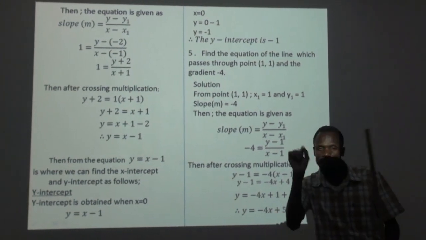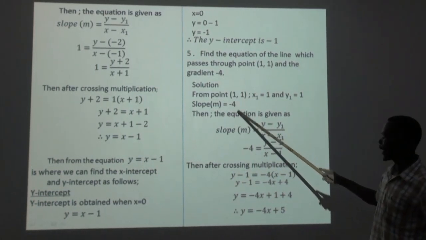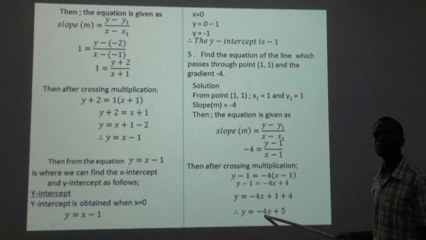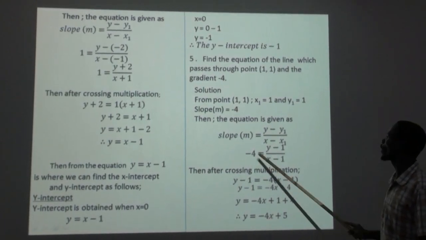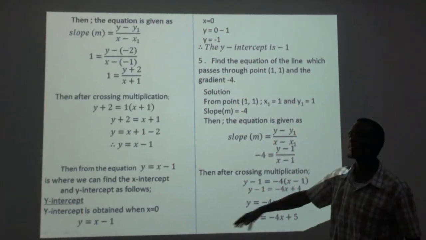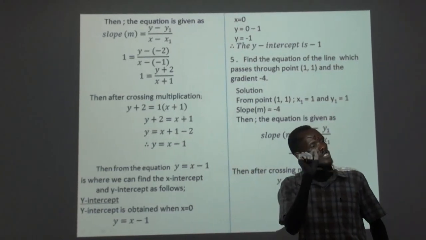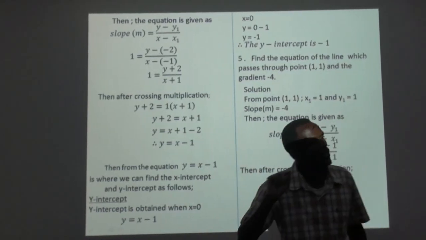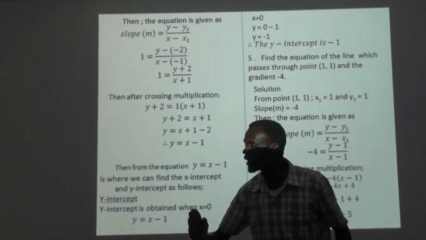Now, the most important thing to note here is that our slope was negative 4, and you can see here it is negative 4. From here you can find the y-intercept, you can find the x-intercept, you can find the slope again and again. So, the most important thing is to understand the principle, step by step.